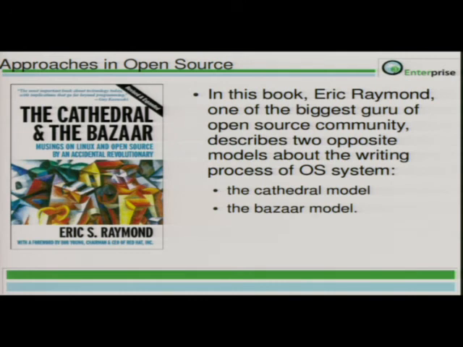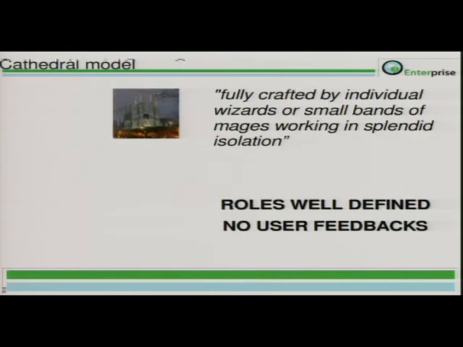Just to let you know, one of the bigger gurus of open source, Eric Raymond, described in a very good way the two ways of developing open source software: the cathedral model and the bazaar model. In the cathedral model, you have well-defined roles and no user feedback, because smart people create the software in isolation, completely alone, without user feedback.